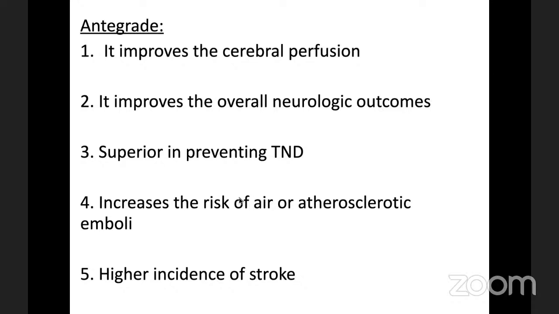So this is what we're talking about, that they are saying that the retrograde one is superior, and thus it decreases the emboli and everything. It washes out the emboli. And then it has a higher incidence of stroke.